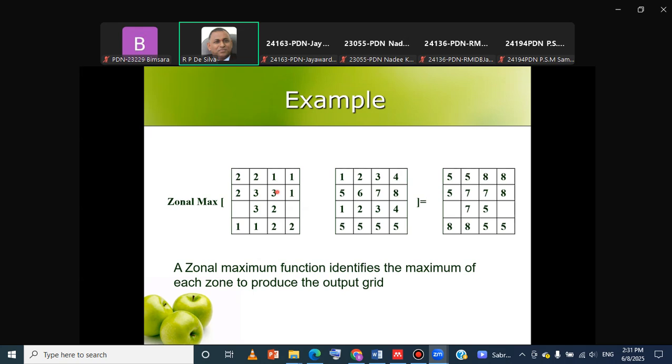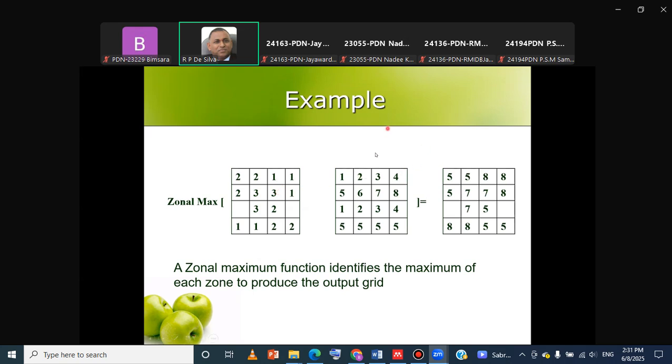Like if you ask how many zone 1 areas you have, you have two zone 1 areas. How many zone 2 areas? We have two zone 2 areas. How many zone 3 areas? We have only one zone 3 area. That's how you look at it. So that is the zone grid.